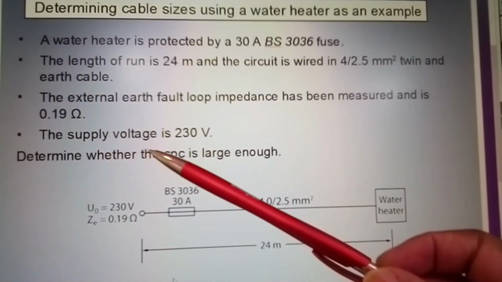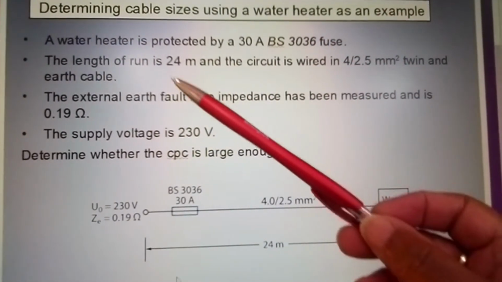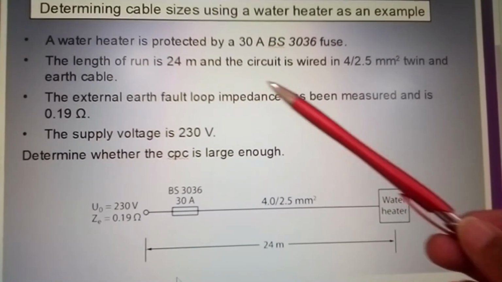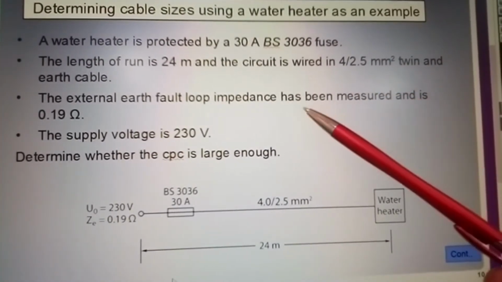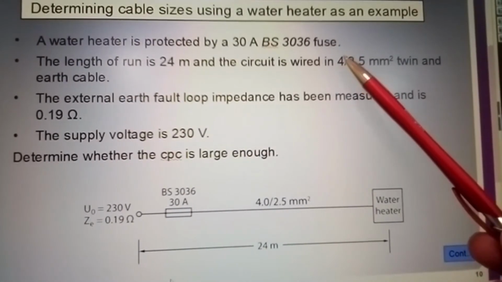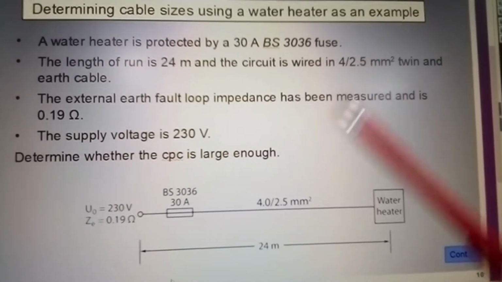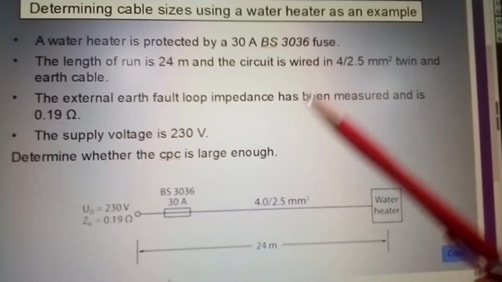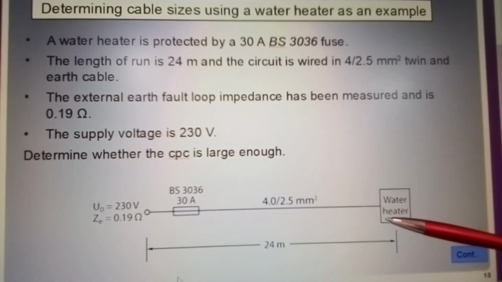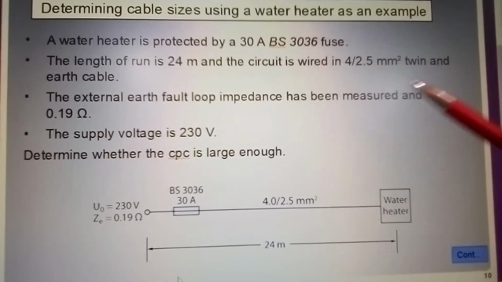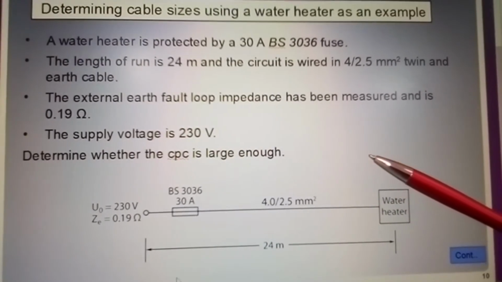Now I have to question this a little bit here, okay? You have to excuse me for a bit, but here is 24. The run is 24 meters, and the circuit is wired in 2.5 millimeters square twin and earth cable. Now there's a reading here that doesn't seem to make sense in my mind, okay? Because the water heater could be wired as... it does tell us it is 30 amps, yes.